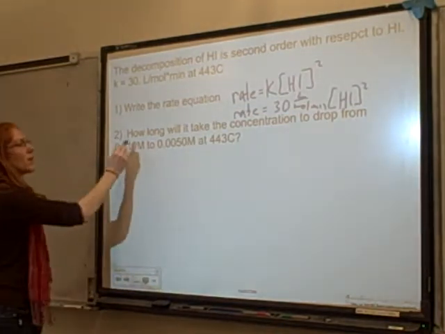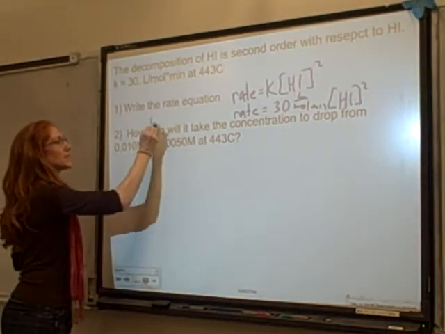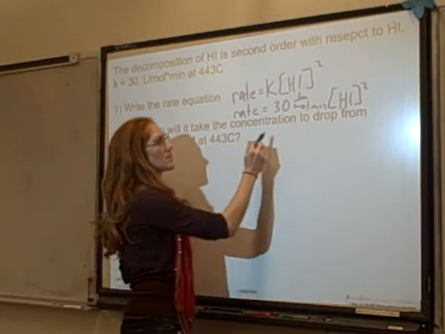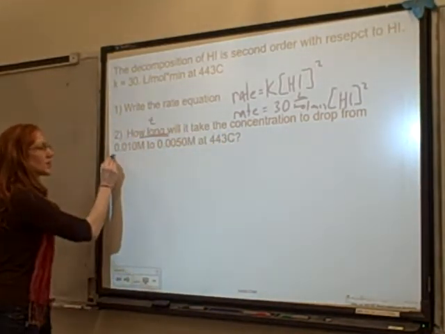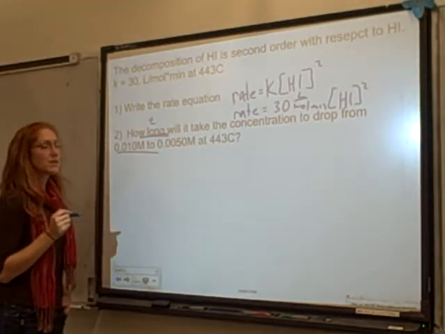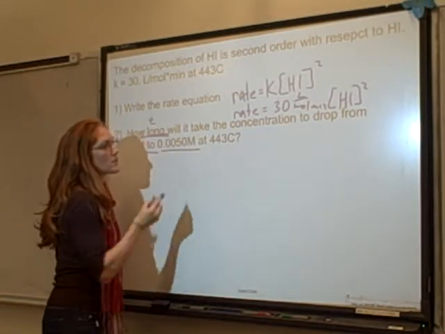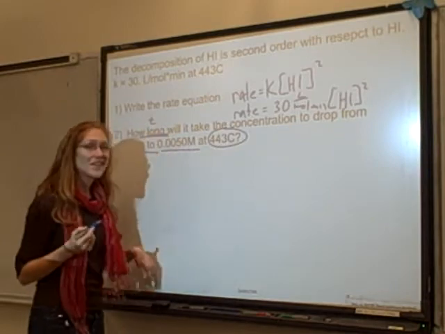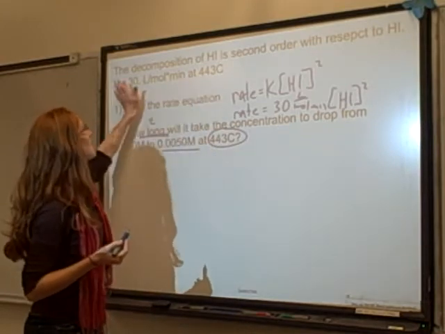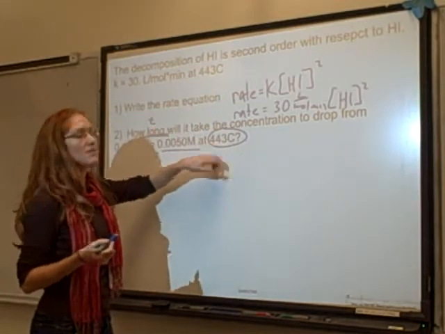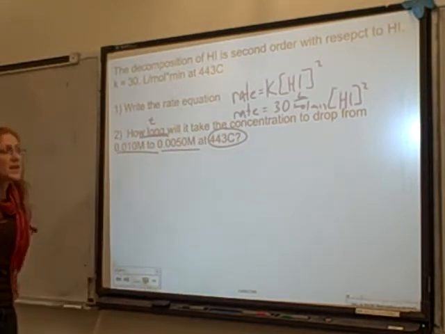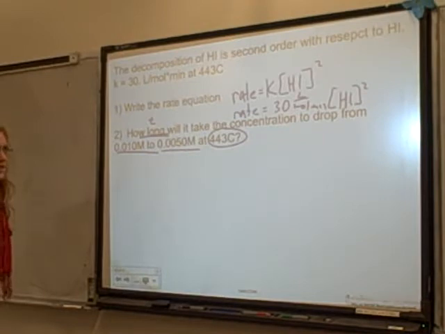Okay, so how long? I'm looking for a time. How long will it take the concentration to drop from, so here's my initial concentration, 0.01, to 0.005 at 443 degrees? I only need this because my K is for that temperature, so this is the only temperature I have a K value for. If you change the temp, you change your K. K is a constant as long as temperature doesn't change.